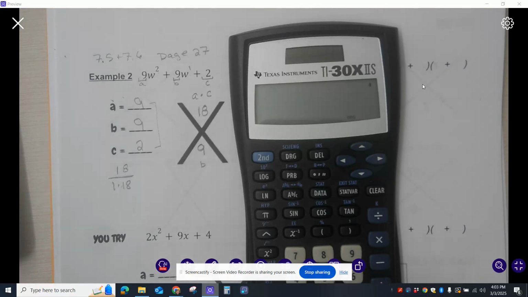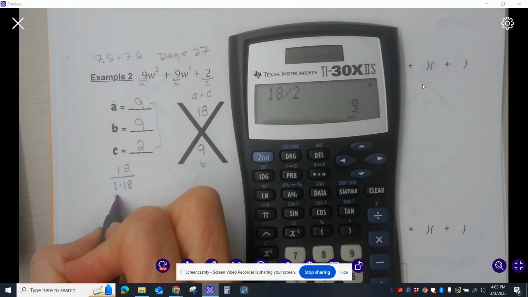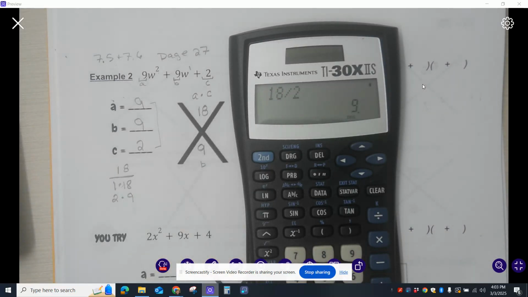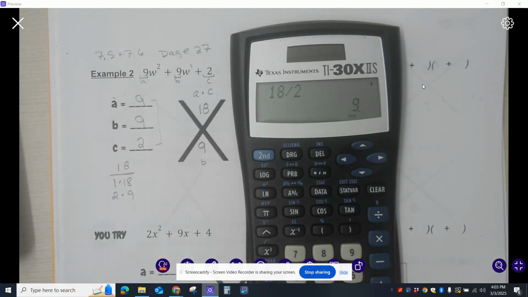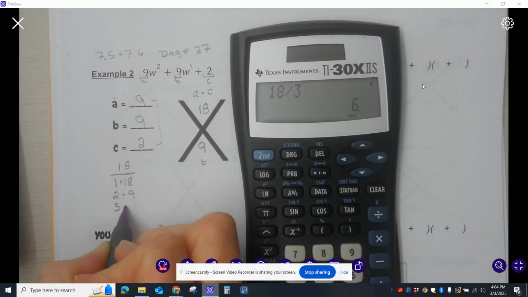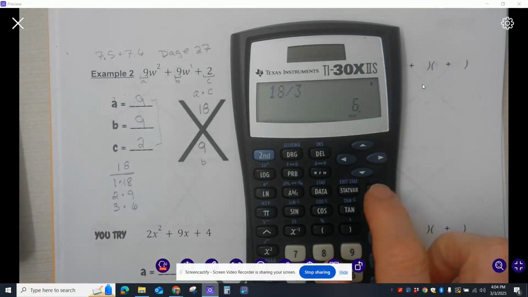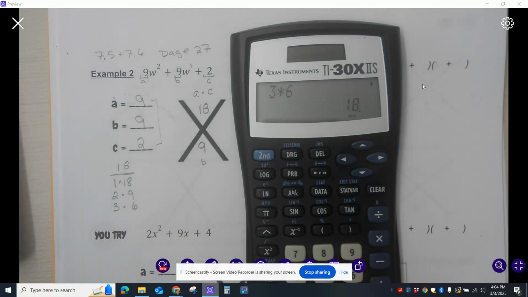So I'm wondering if 2 is a factor. So I'm going to do 18 divided by 2, and I get 9. If I get a nice whole number like that, then I know that's a factor. So 2 times 9 is a factor of 18. Now I'm wondering about 3. So I'm going to try 18 divided by 3. I get another whole number. So 3 times 6 is 18. And if you needed to convince yourself, just do 3 times 6. Oh, that's 18. Do 2 times 9.